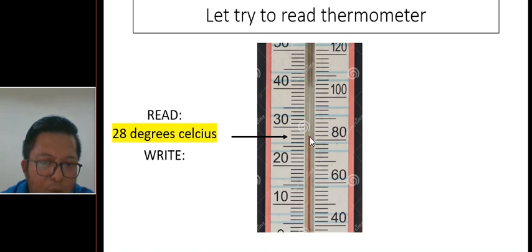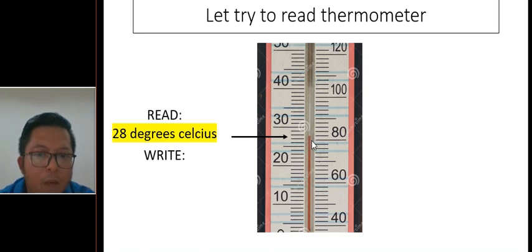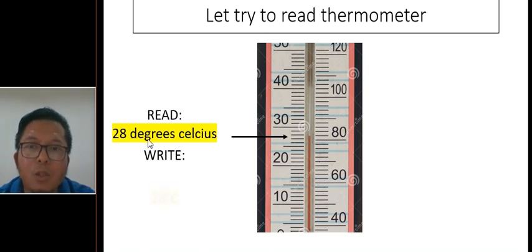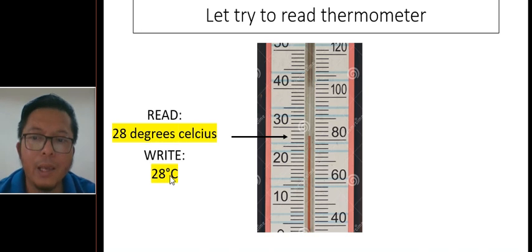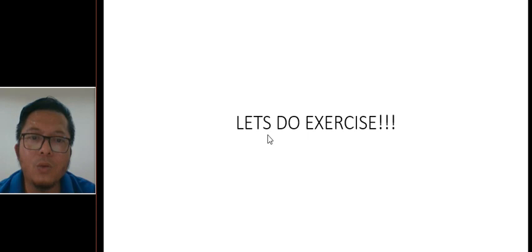Here it's not moving, of course, it's a picture. Maybe it's not 28, maybe it's 27 and a half, 0.5. But if it's 28, we read as 28 degrees Celsius, and we write as 28 degrees Celsius. Excellent. Now let's do your exercise.